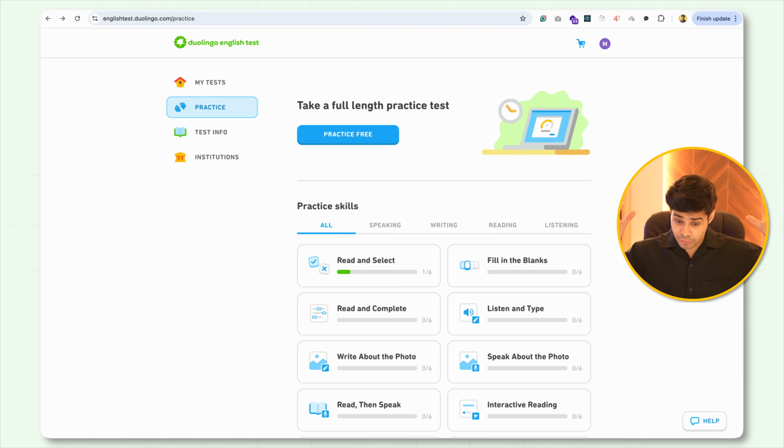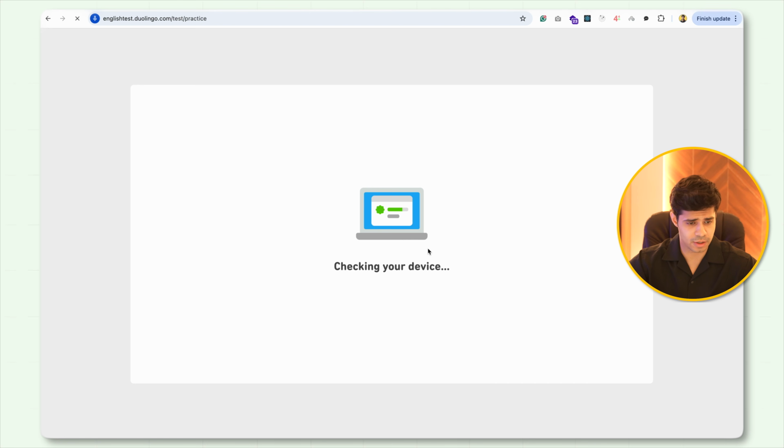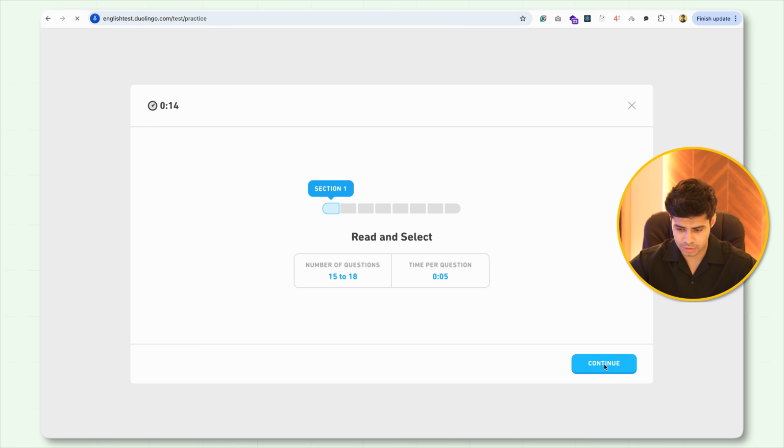Try to perform it with me. All the best. Alright guys, let's take a full Duolingo practice test, and I want you to do this with me so you are able to take in the same strategies that I'm going to use. Let's get started. Checking my device. Looks good. I'm going to start with read and select.